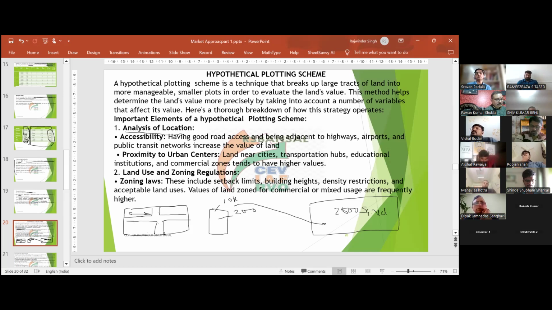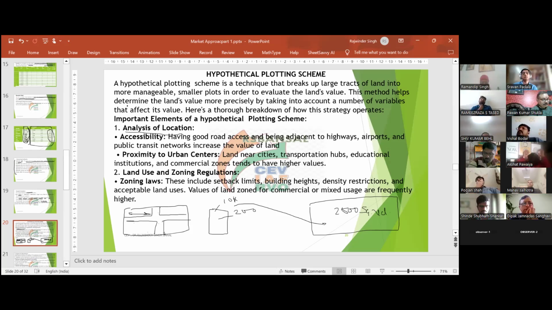पहले First we will analyze the location. First we will check accessibility for finding how accessible the land is. If it is having good road access, adjacent to the highways, airport, public transport network, it increases the value of the land. So first we will check the accessibility of the property.